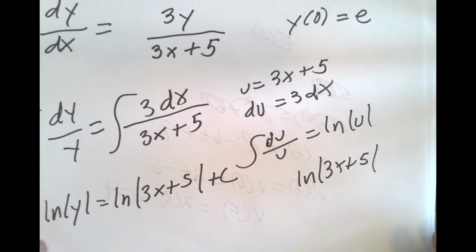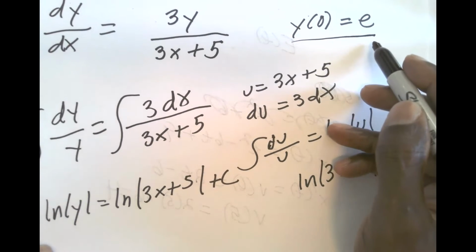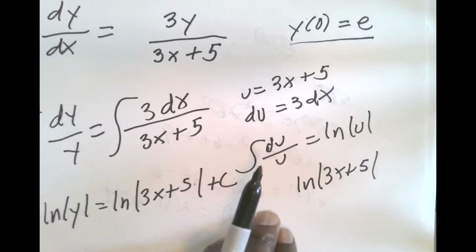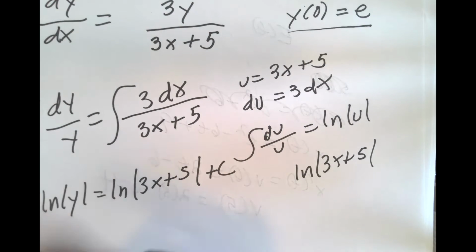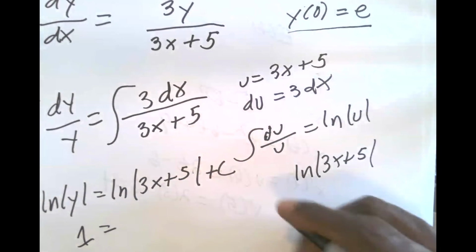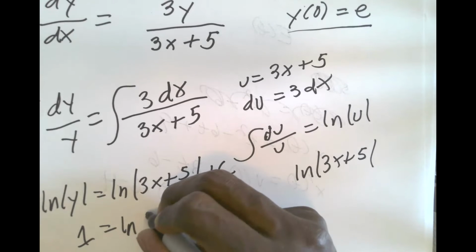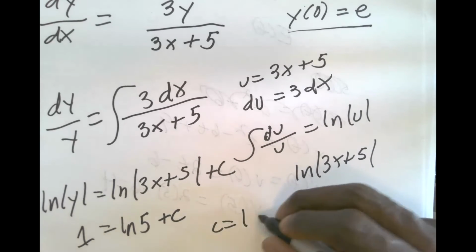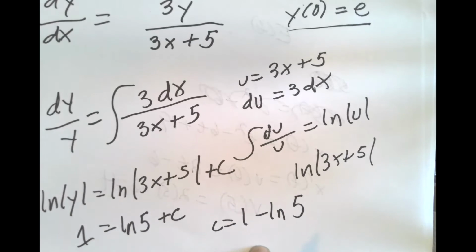Plus some constant. So again, I'm going to apply this initial condition and go ahead and solve for c, and I'm going to do so right now. So let's go ahead and do that. I'll plug in e for y, and ln e is simply going to be 1. And I'll plug in 0 for x, and so that would be turned into ln 5 plus c. So therefore, c would equal 1 minus ln 5. All right, so c is 1 minus ln 5.